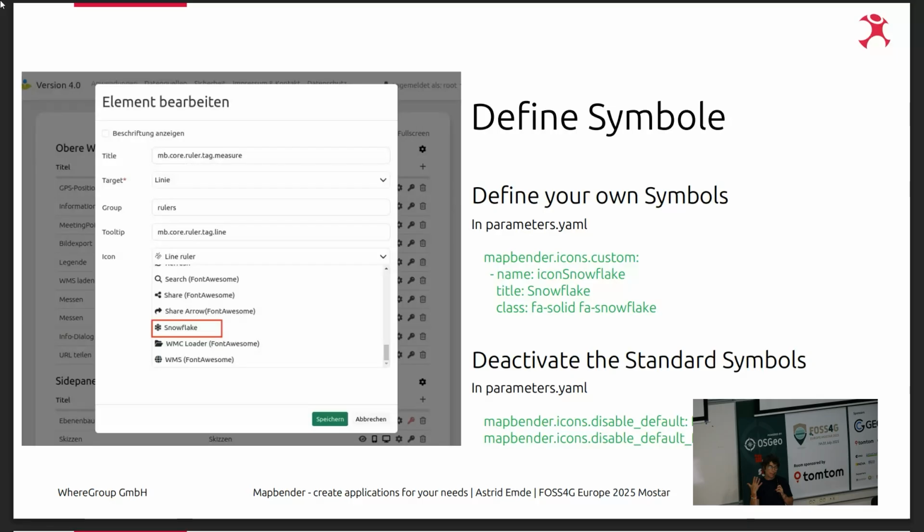To make the application individual, you can define your own symbols, for example. So we have a file where you can add, for example, new symbols. So you could add individual symbols, and they are, in this case, we take them from Font Awesome. And yeah, if you need more symbols, it's easy to add them.